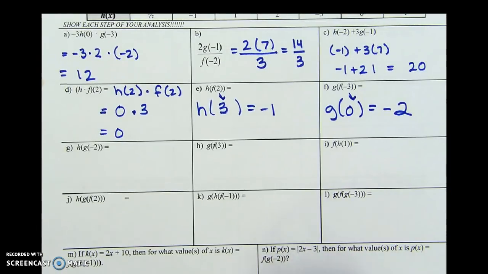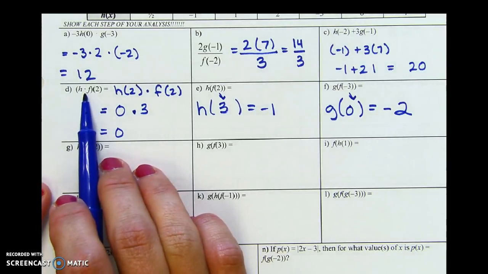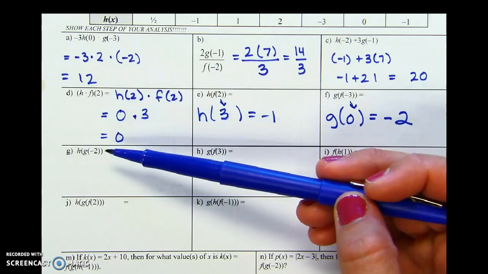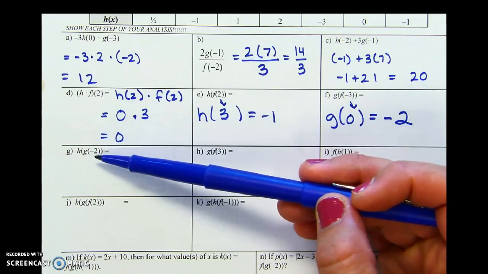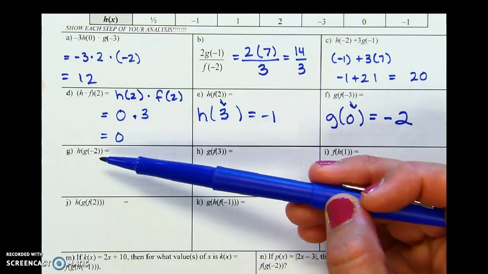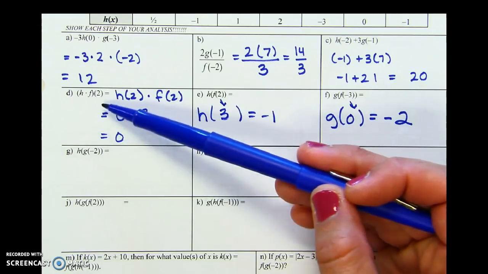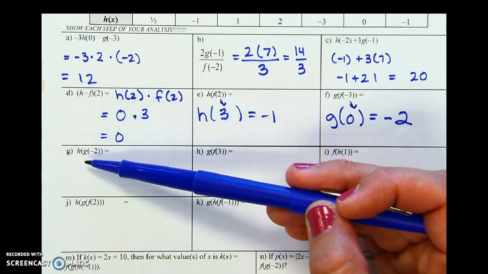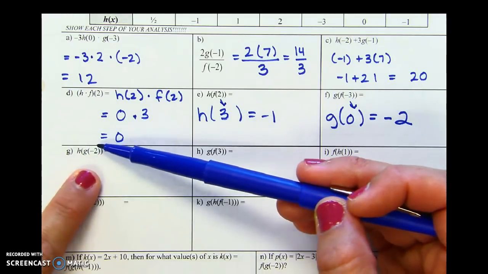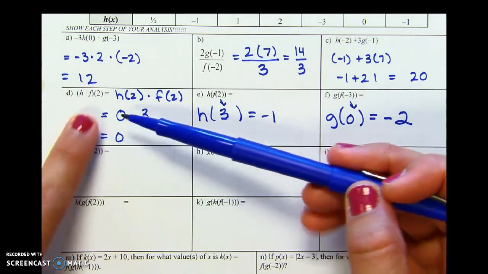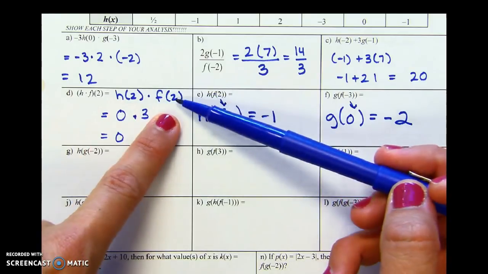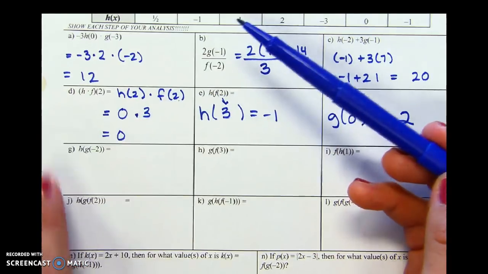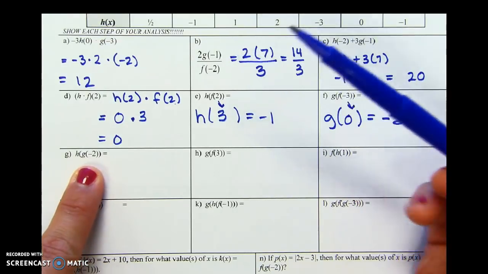Okay, listen up. This is where students get confused. Composition is not multiplication, okay? Does it kind of look like multiplication? It kind of looks like h times g, but it's not. This is what h of 2 times f of 2 would look like if you were multiplying the values. So it's not multiplication. We've got to go from the inside out.